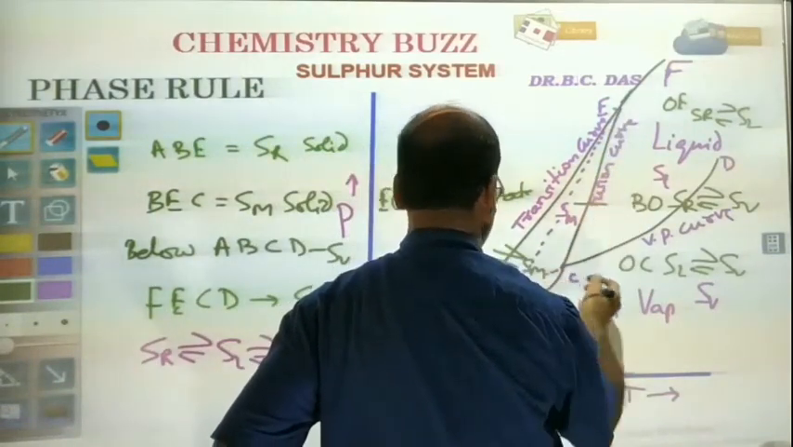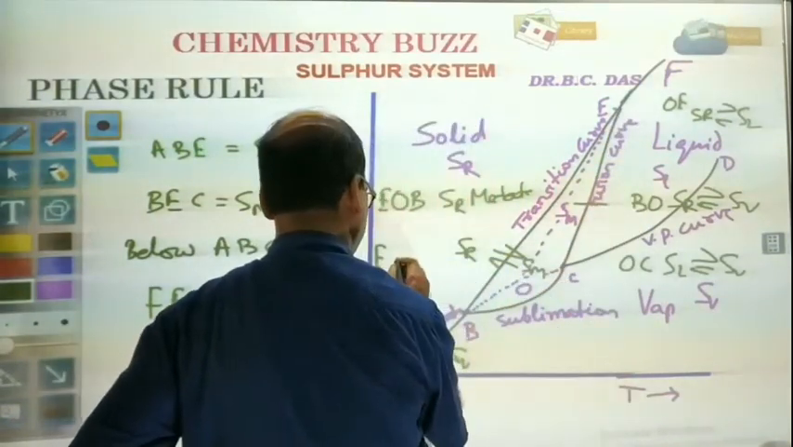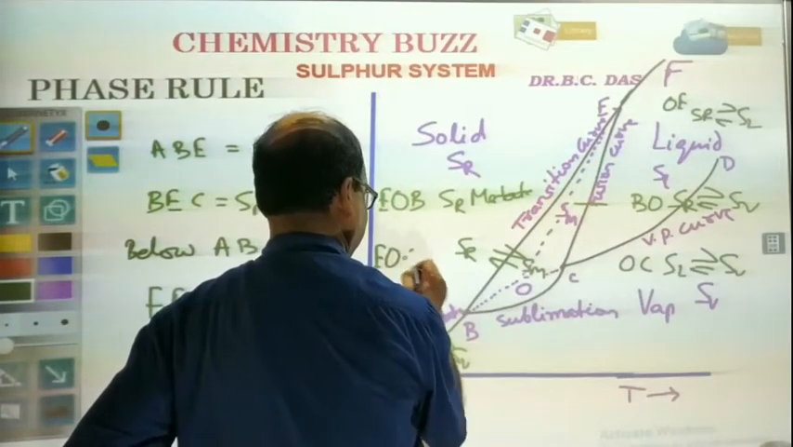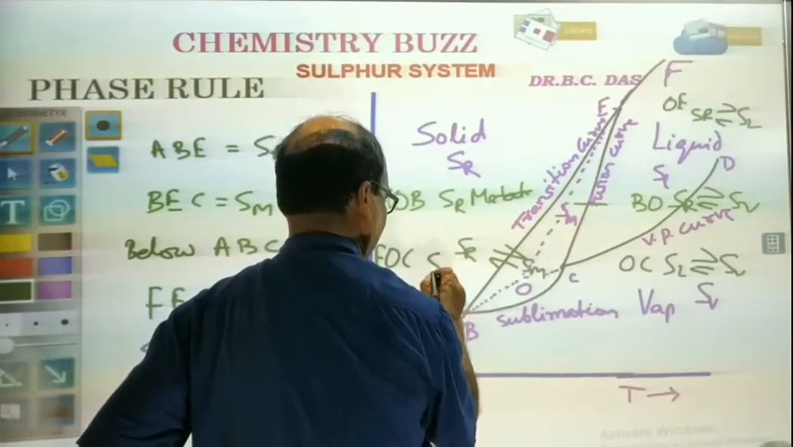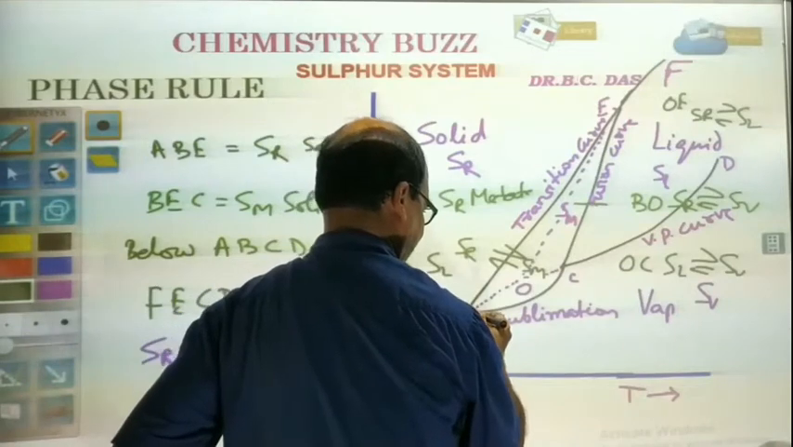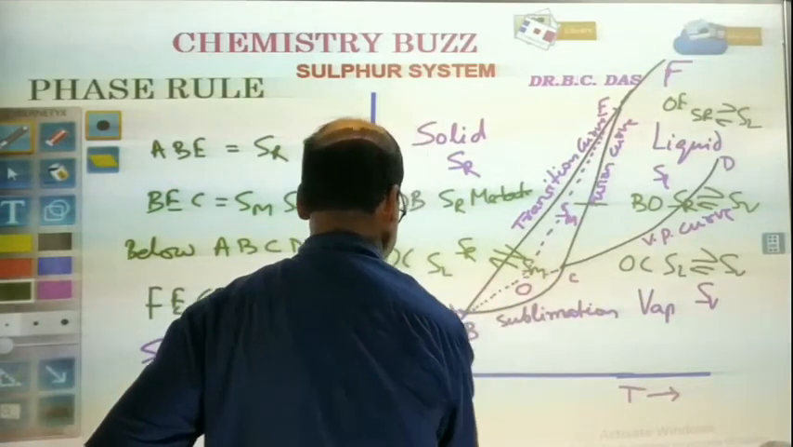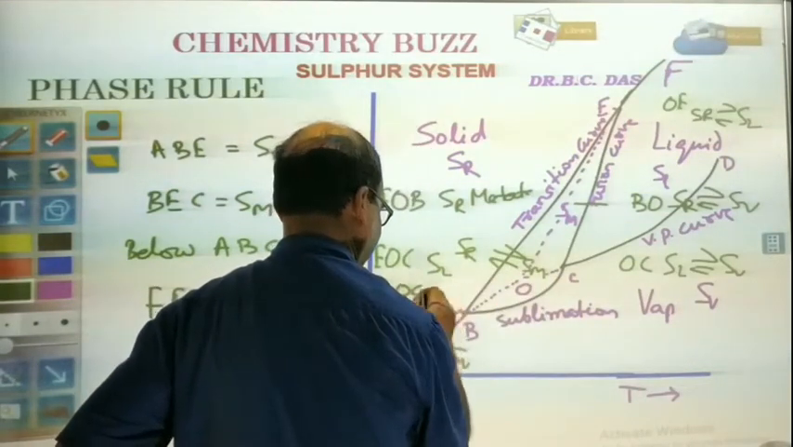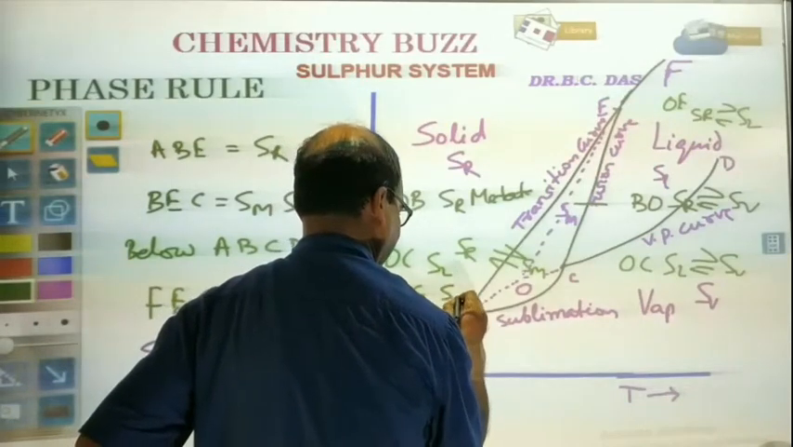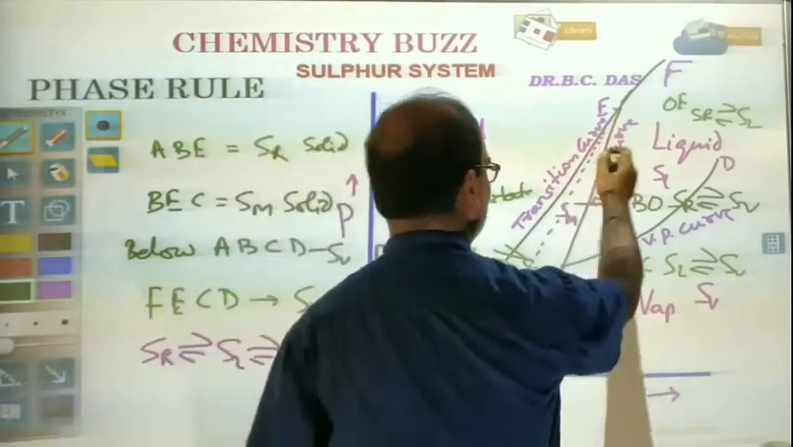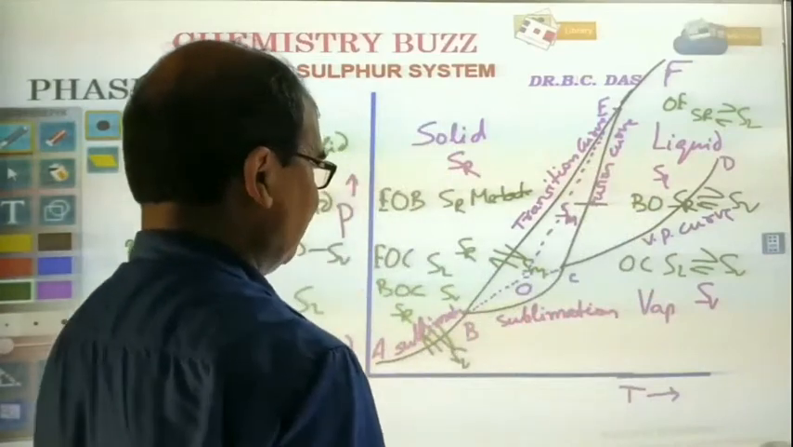EOC is the metastable SL, and BOC is the metastable SV. Okay, so this explains the metastable regions.